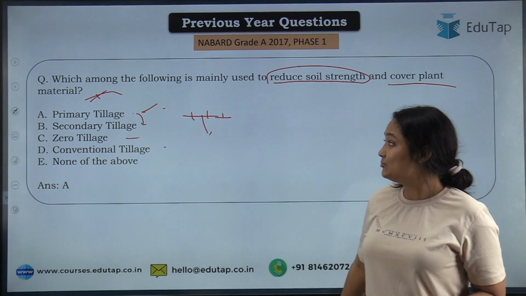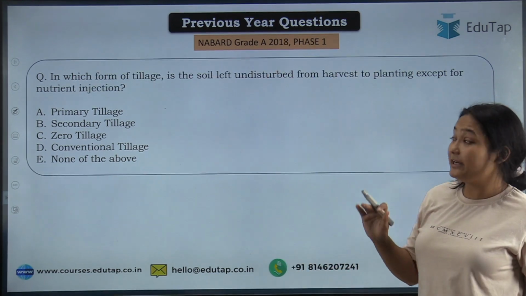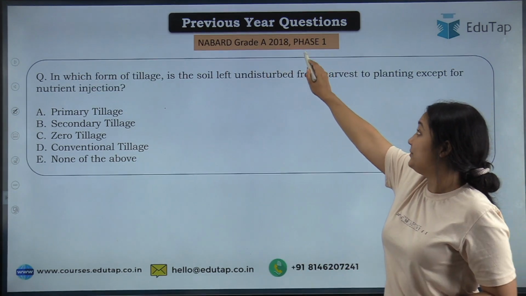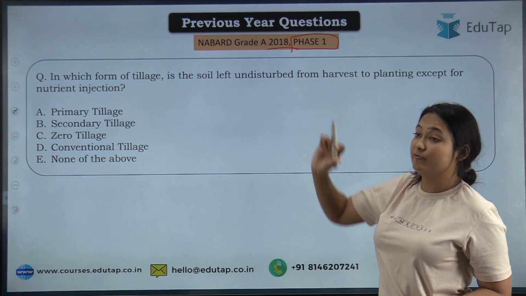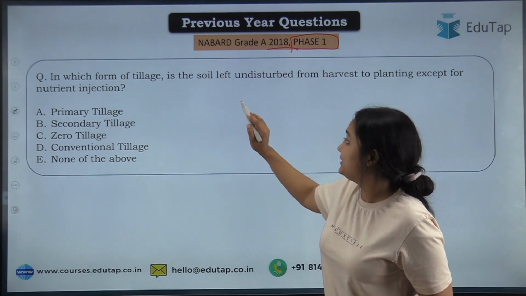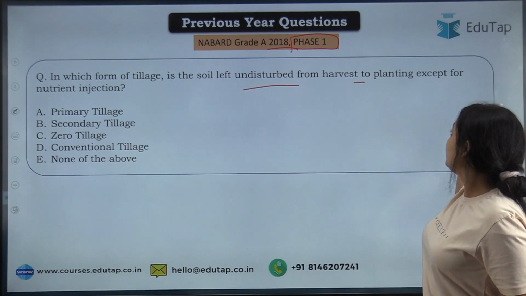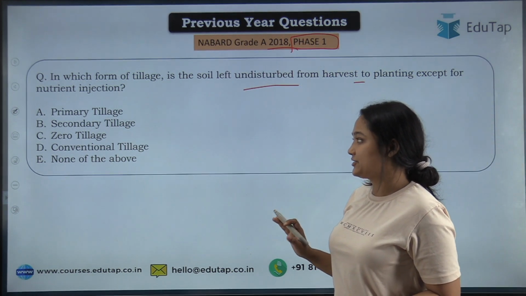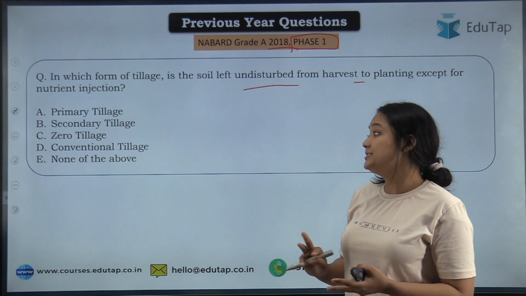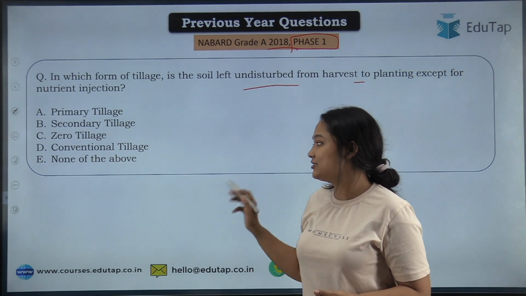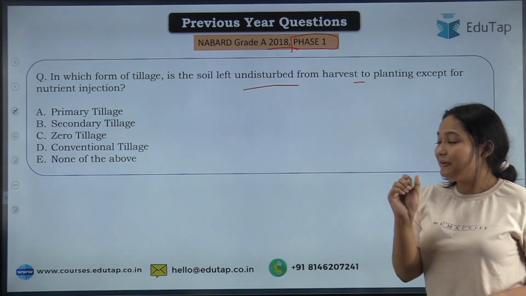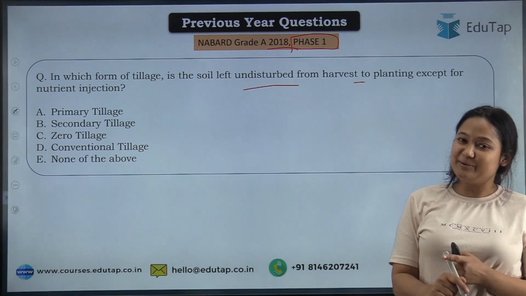Okay. So now let's move to the second question that was there in the NABARD Grade A exam in 2018, in phase 1. In which of the following tillage is the soil left undisturbed from the harvest up to the planting, except for the nutrient injection? Primary tillage, secondary tillage, zero tillage, conventional tillage, or none of the above. Don't worry if you don't know that, we will discuss it and you will be able to answer.